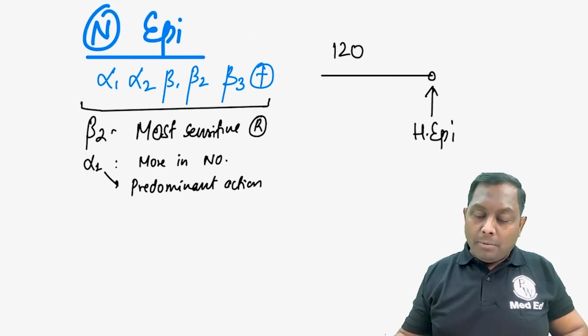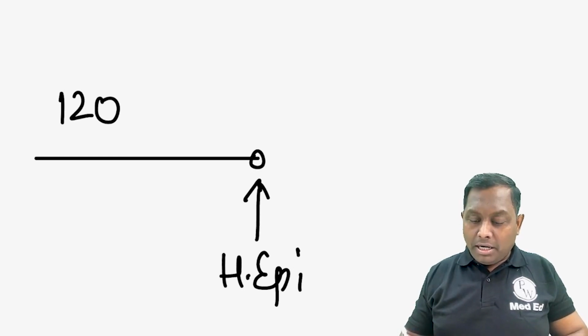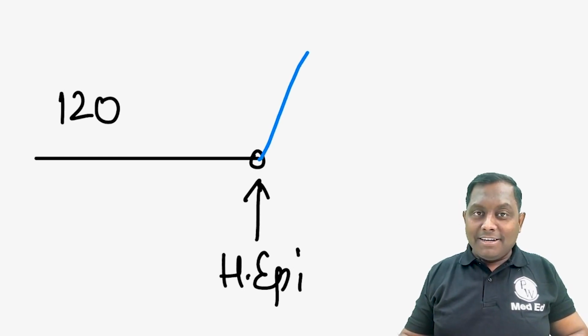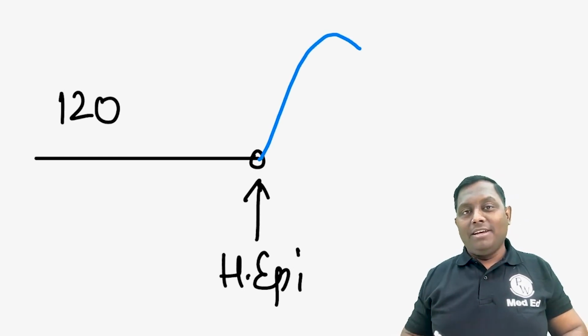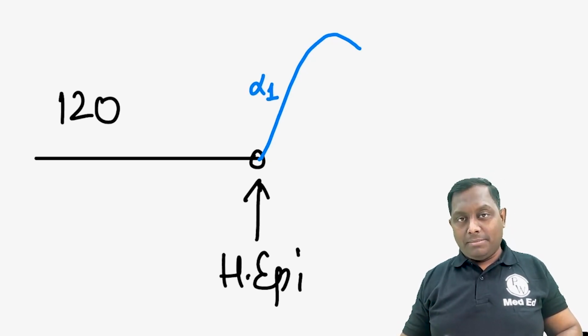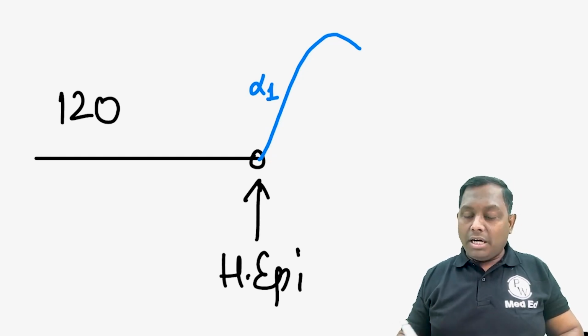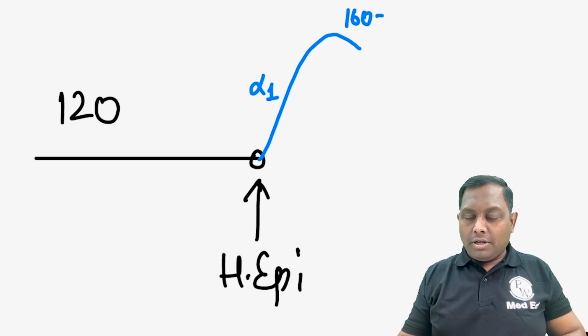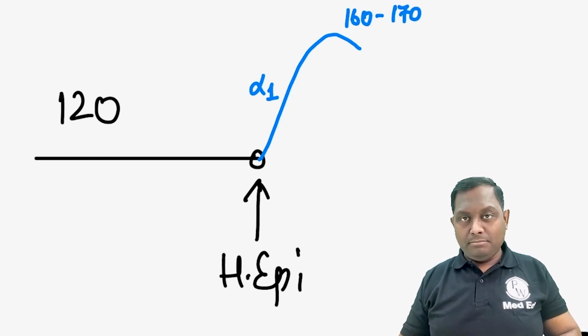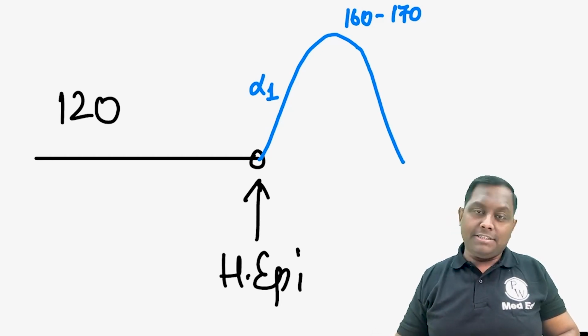So because of the predominant action of the alpha, whenever epinephrine is given alone, what will happen? It is going to cause an increase in the blood pressure. Because of the alpha 1 mediated action, there will be an increase in the blood pressure. So this BP will go from 120 to let's say 160 or 170 mmHg. BP बढ़ गया.